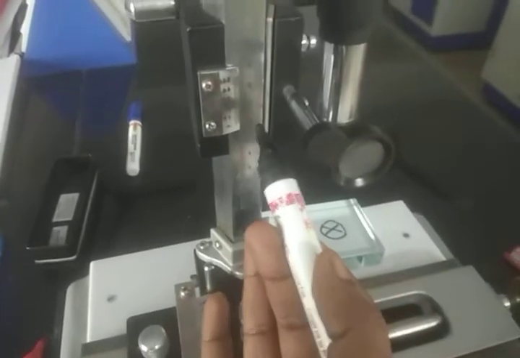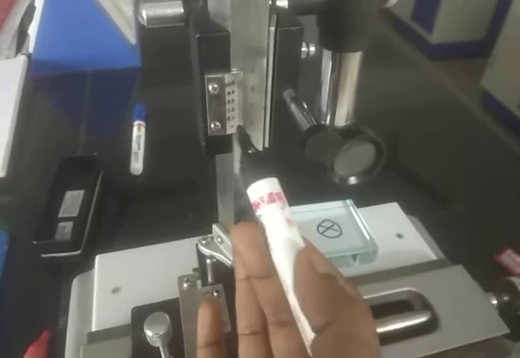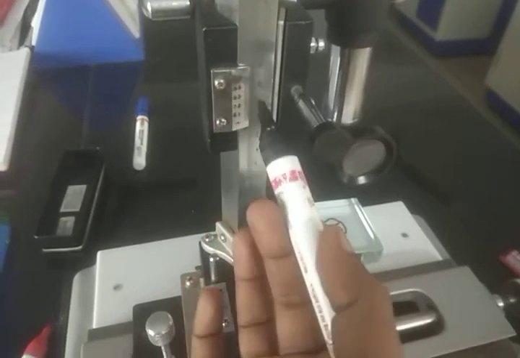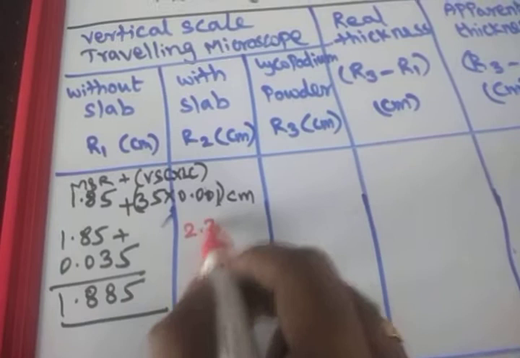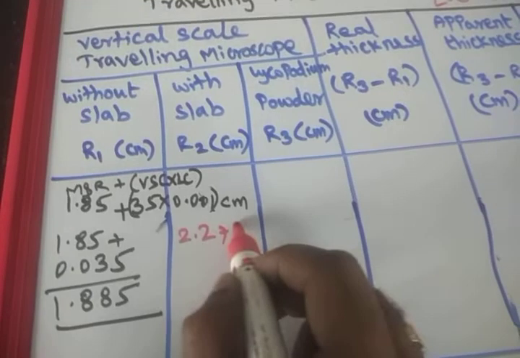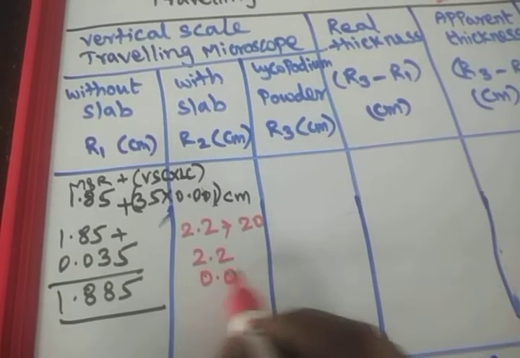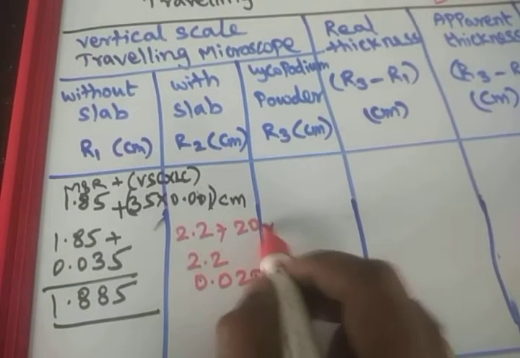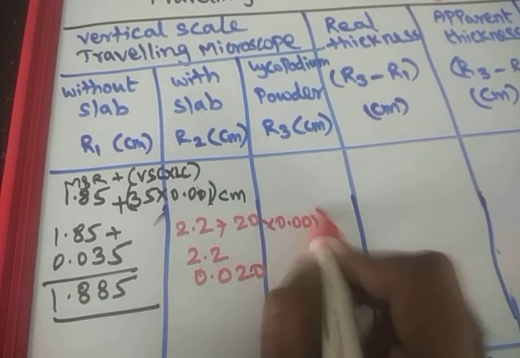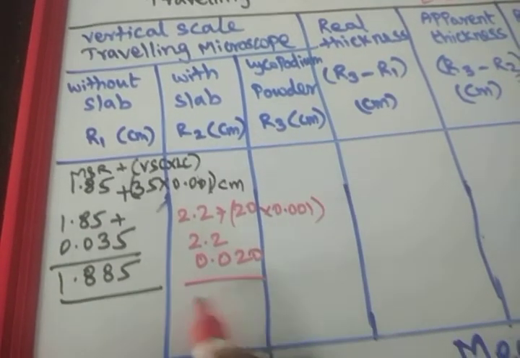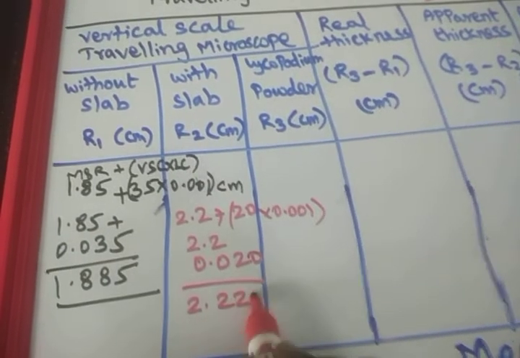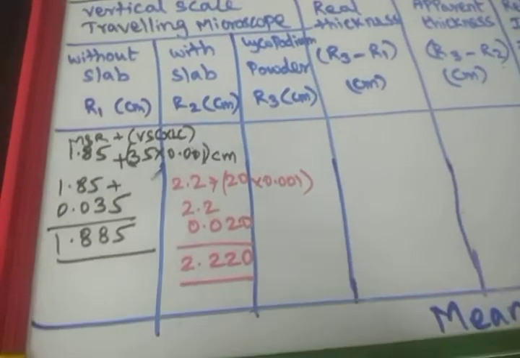Then again, the arrow mark coincides with the main scale at the first division. Then see which division of the vernier scale is coincident with it. We find that it is 2.2, and the vernier division exactly coincident is 20. That means 2.2 plus 20 into 0.001 centimeter, which is 0.020. So what is the answer? It is 2.220. That is the reading here.